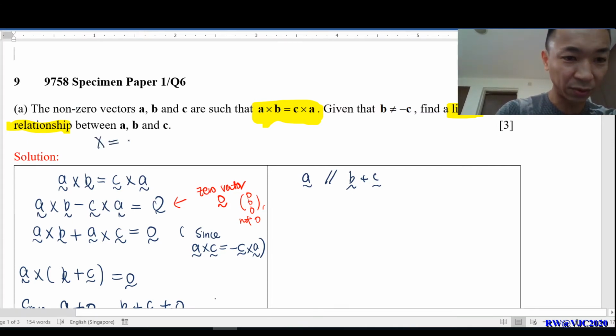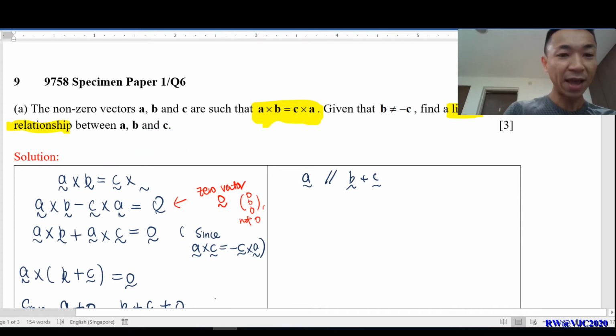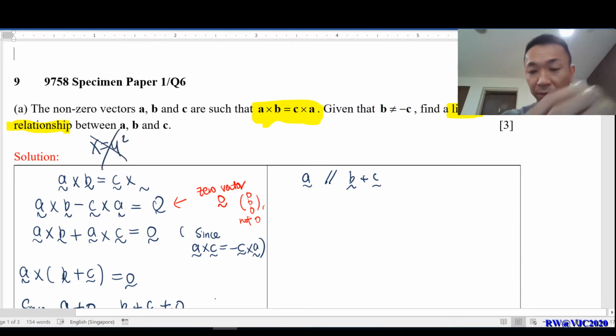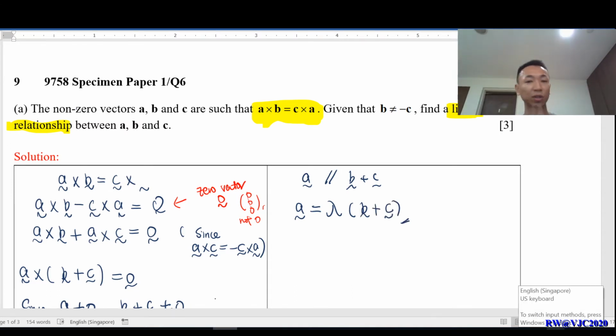X equals 3 plus 4y. This is a linear relationship. It must have an equal sign. No square, no nothing. X equals y squared is not a linear relationship. Right? So, we must attempt to have an equal sign. Then we go, okay, then equal. This is as much as we can do. Therefore, this is a linear relationship. Done.